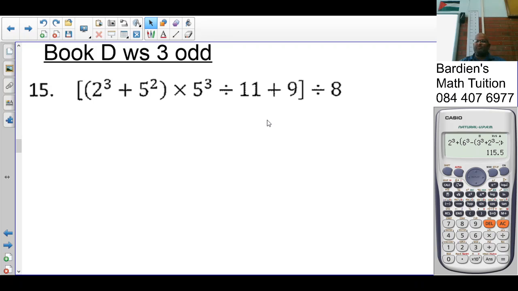Okay, people, number 15, who got an answer to number 15? 266. Who agrees with 266? Anybody else? Not done, okay. So we have one answer so far, 266. Okay, let's work with 266 and let's see what's correct.